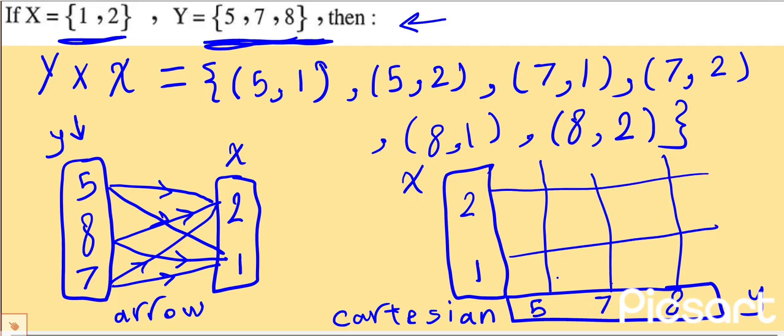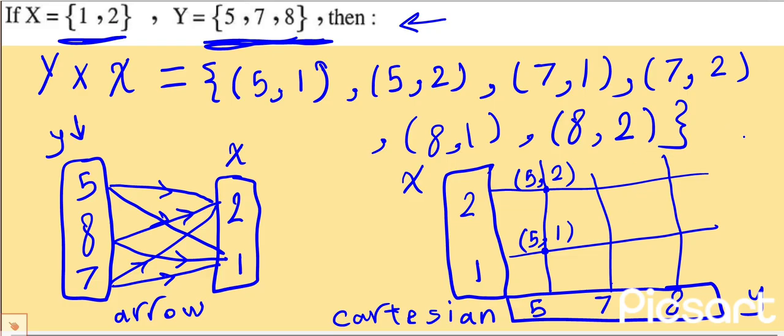Is it correct? Yes, this point is 1 and 5. No, 5 and 1, sorry. Don't forget this. 5 and 1. And this point is 2, 5 and 2. 5 and 2.